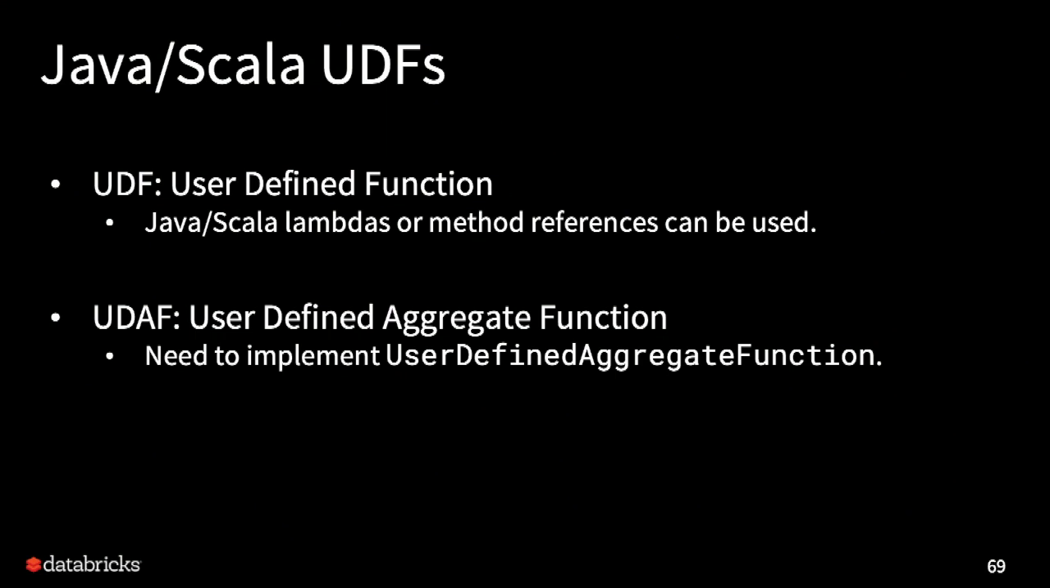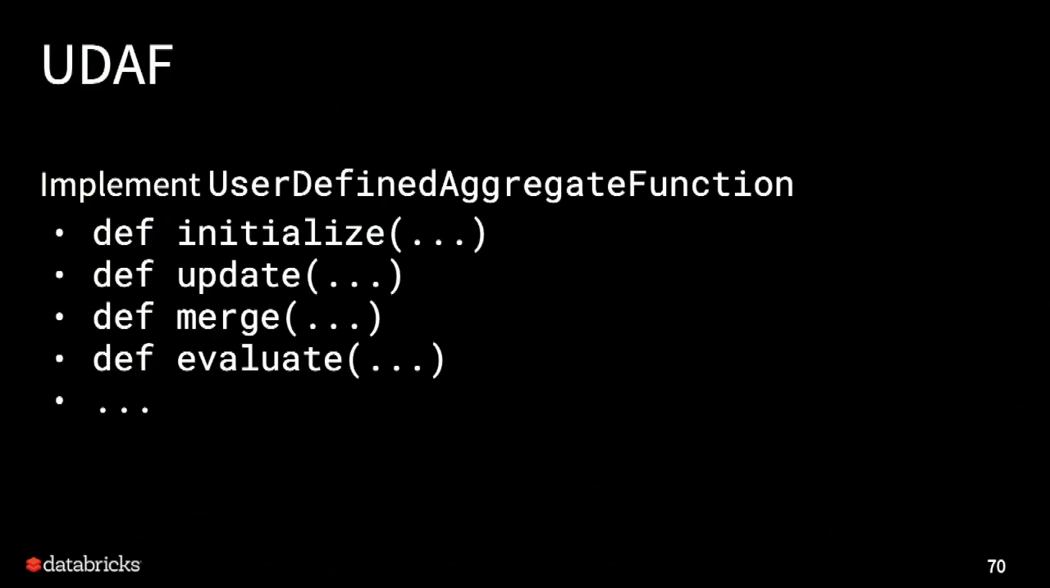So there are two major categories of JVM-based UDFs. The first is Scalar, which we just call user-defined function. And the second is user-defined aggregate function, and its properties are mentioned in the previous slide. Because it needs to take in more than a row, you need to implement more than one function to fulfill its requirements.